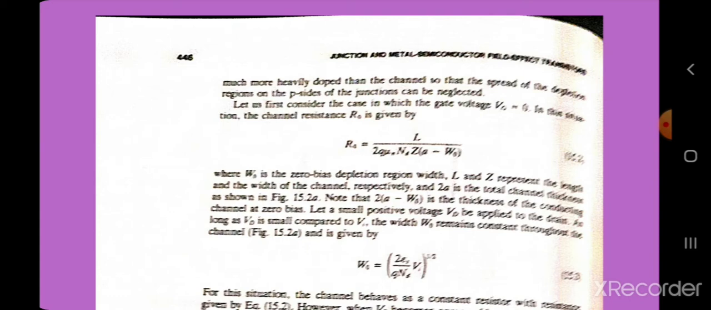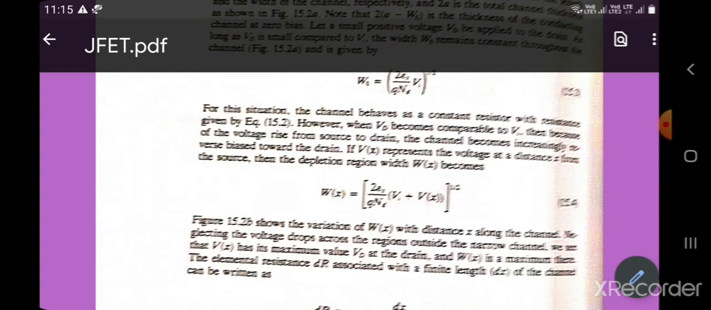As long as Vd is small compared to Vi, the width W0 remains constant throughout the channel and is given by W0 = (2εs / (q Nd))^(1/2) Vi^(1/2). For this situation, the channel behaves as a constant resistor. When Vd becomes comparable to Vi, because the voltage rises from source to drain, the channel becomes increasingly reverse biased towards the drain. If Vx represents the voltage at a distance x from the source, then the depletion region width Wx becomes Wx = (2εs (Vi + Vx) / (q Nd))^(1/2).